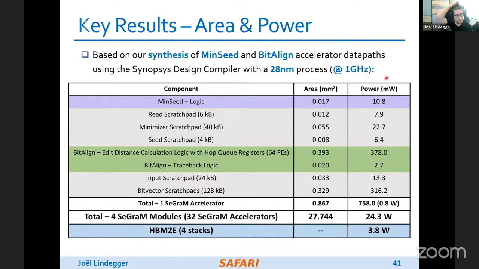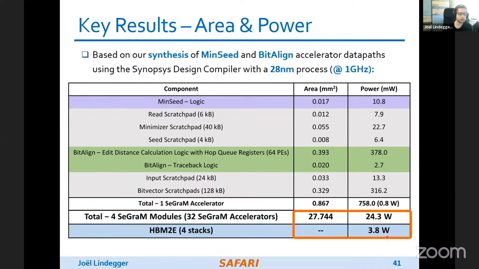Okay, you don't need to look at this entire table. Just some key points here. First of all, if we have 4 of these SeGraM modules, this is a fairly cheap accelerator to build. Consider that the entire thing uses only up to 24 watts. That's much, much less than a regular CPU in your desktop PC even, never mind a server CPU. So we're doing very well in terms of power.